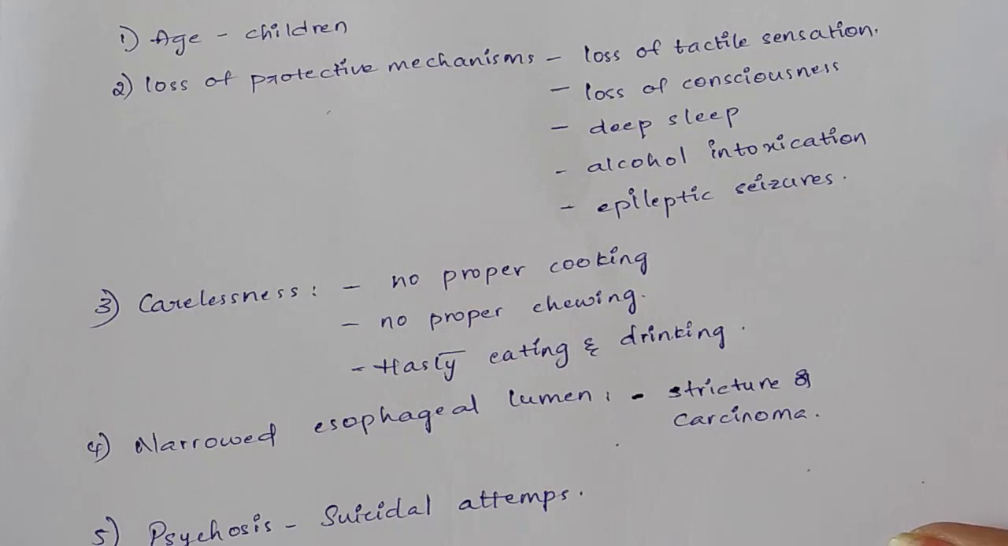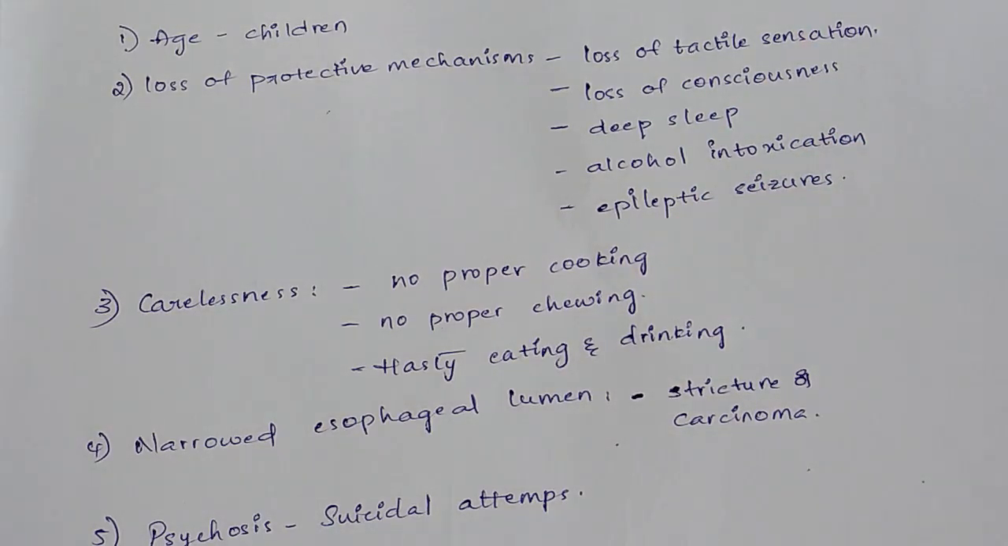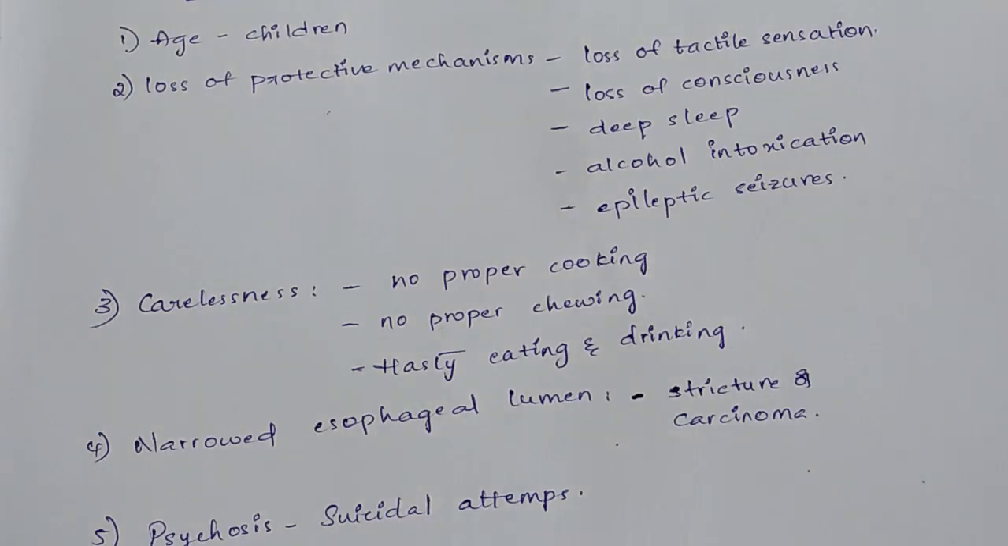Carelessness, no proper cooking, so that there will be large chunks of hard material that get stuck, like meat or bone of a meat or a fish bone, or even a needle, coin or batteries. All these things get stuck. Coins and batteries are due to age. Small children know nothing about that and they will swallow them.